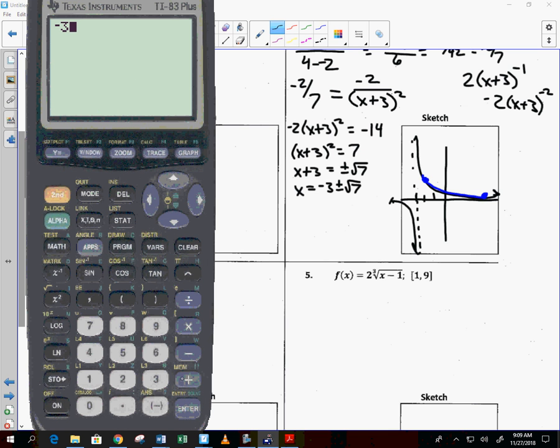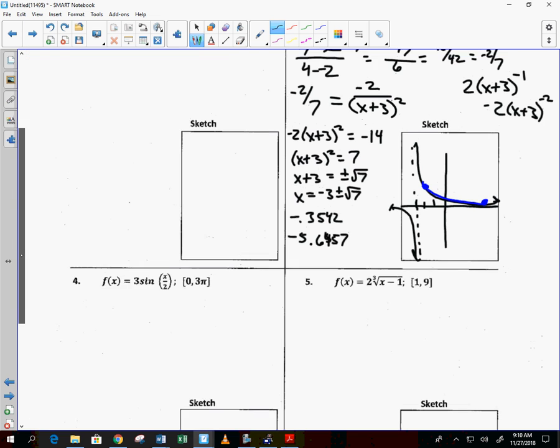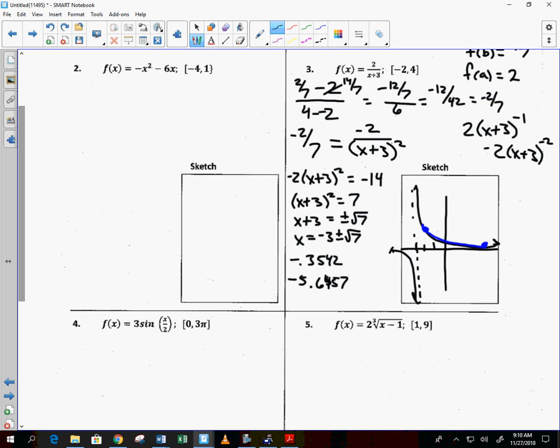Negative 3 plus the root of 7, and I get negative 0.3542. And then negative 3 minus the root of 7, and I get negative 5.6457. Okay, so which one is the one I want to use? Or do I want to use both? Why am I using the first one? Very good. I use this one because this one fits in the interval right here.